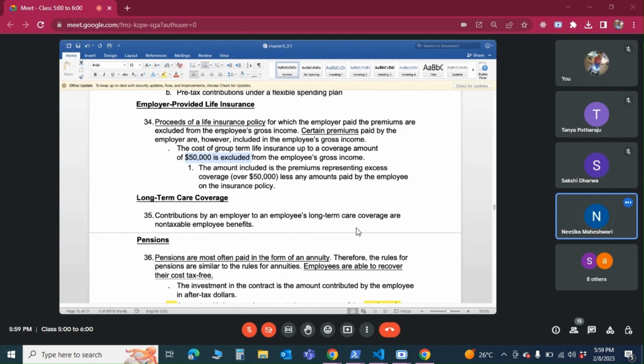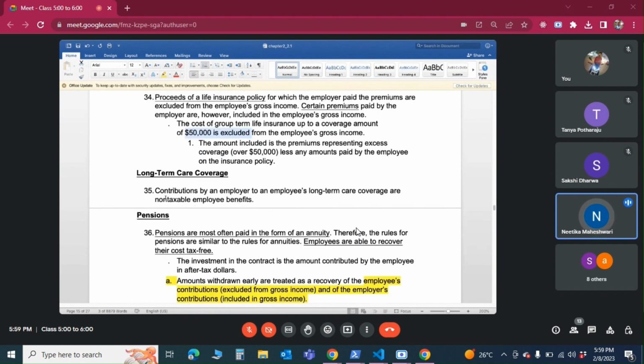Structure and design it in that way. So when we are doing the payroll setup for our clients who are employers, if we know all these rules, we are in a good position to tell them to get this kind of policy and not make it go above $50,000. So all these benefits the employees get will not be considered taxable for them. An employer is anyway getting a deduction for all that cost, so they are not losing anything. Any long-term care coverage is a non-taxable employee benefit.